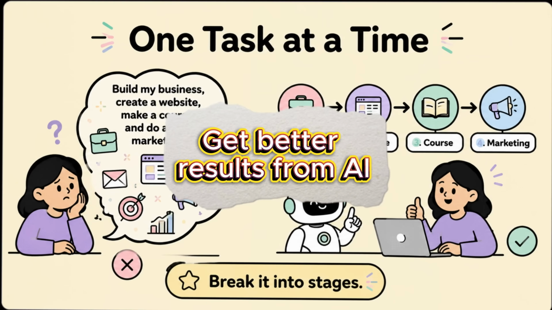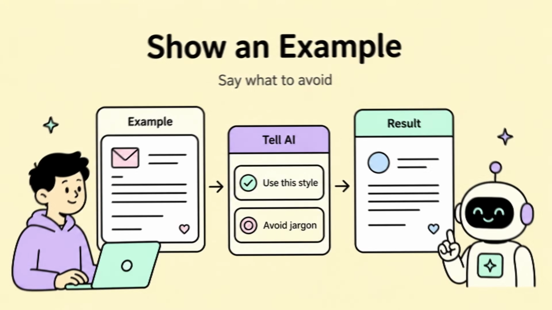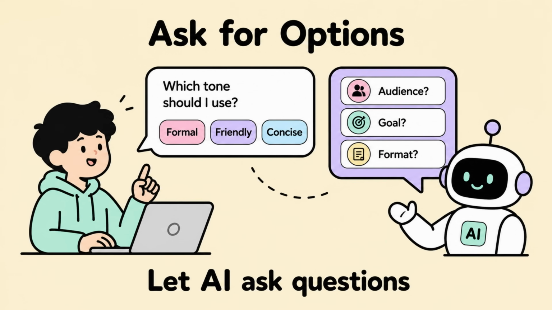Here are a few simple ways to get better results from AI. First, focus on one main task at a time. Do not ask AI to build your business, website, course, and marketing plan all in one prompt. Break the work into smaller stages. Second, show an example when style matters. You can say use this email as a style reference, but do not copy it. Third, tell the AI what to avoid. For example, use simple language and avoid medical jargon. Fourth, ask for options. You might say, give me three versions, formal, friendly, and concise.